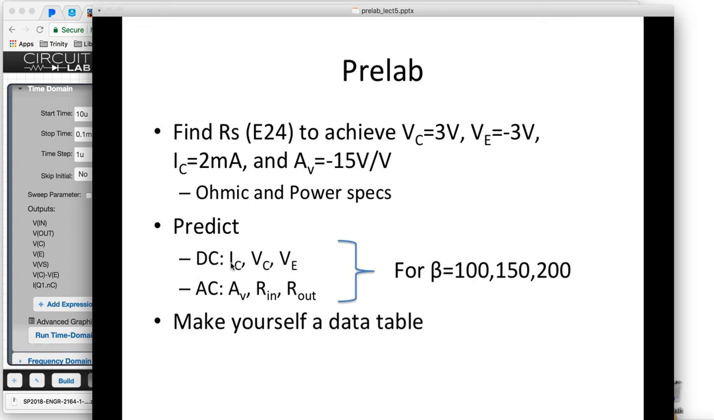Then in the pre-lab, we ask you to predict these 6 quantities using the equations in the handout for these 3 betas. Again, I encourage you to use Ease or something like that, or MATLAB at least, to do that computation and turn in the source from that as well, not just the answers. And then in your lab notebook, make a data table to make sure that as you're going through this lab, you record all the data. So it's easy to miss something as you're in lab.